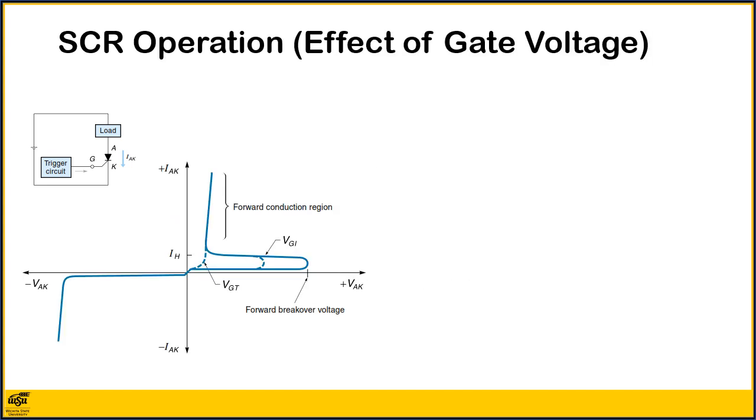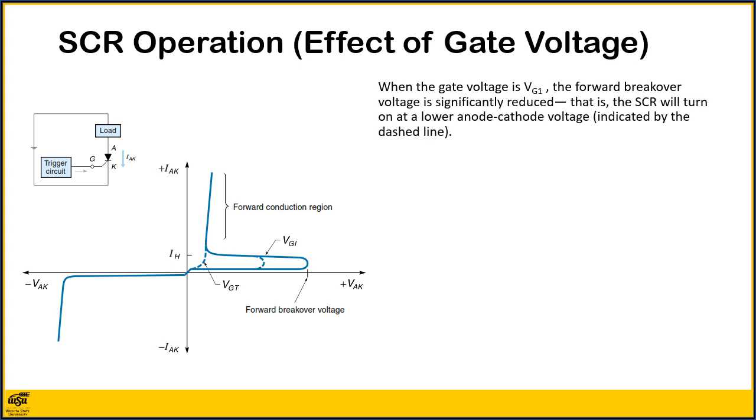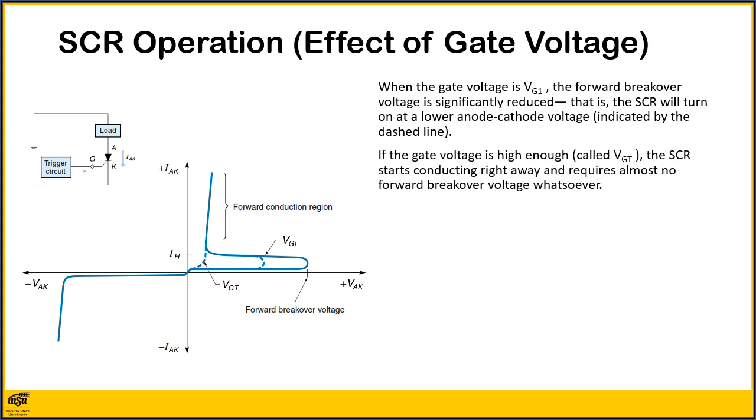We now turn our attention to how the gate voltage affects the operation of the SCR. When the gate voltage is VG1, the forward breakover voltage is significantly reduced. That is, the SCR will turn on at a lower anode cathode voltage, indicated by the dashed line. If the gate voltage is high enough, called VGT, the SCR starts conducting right away and requires almost no forward breakover voltage whatsoever. This is the turn-on mode most practical SCR circuits use.